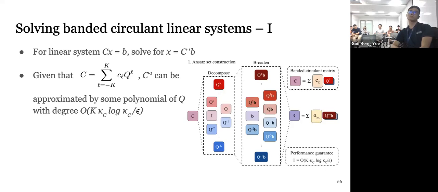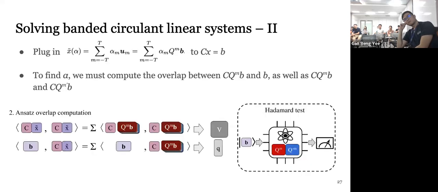Okay, so the degree here is proven in our paper. I'm not going to go through the math today. So the idea here is to decompose our C and then take all possible powers of Q within this bound to construct our x prime, our approximation of x. Again, we know that x is a combination of powers of Q times b.